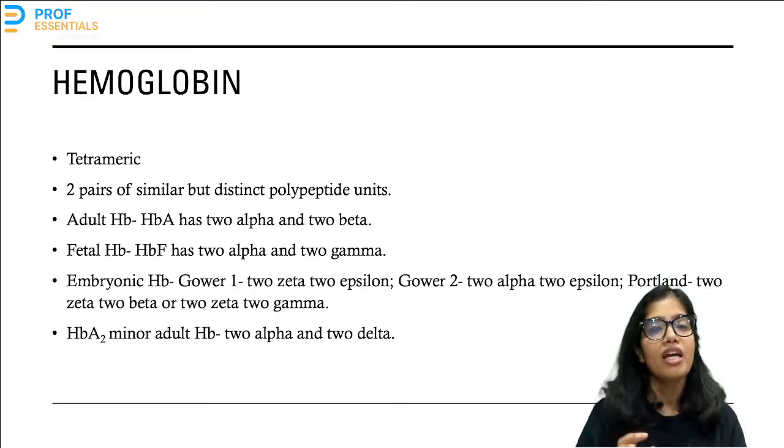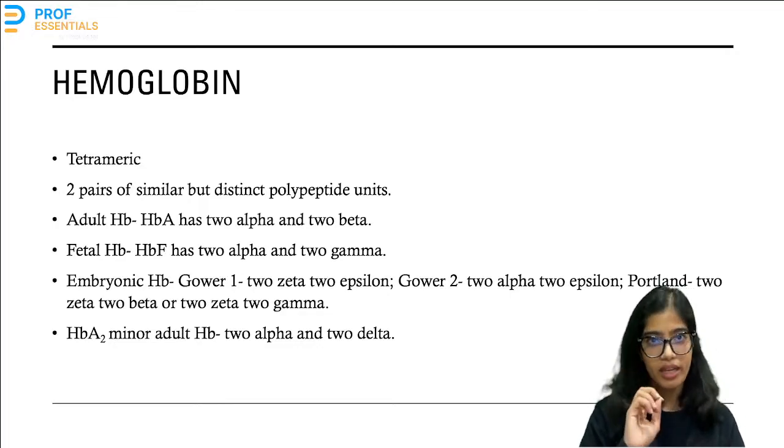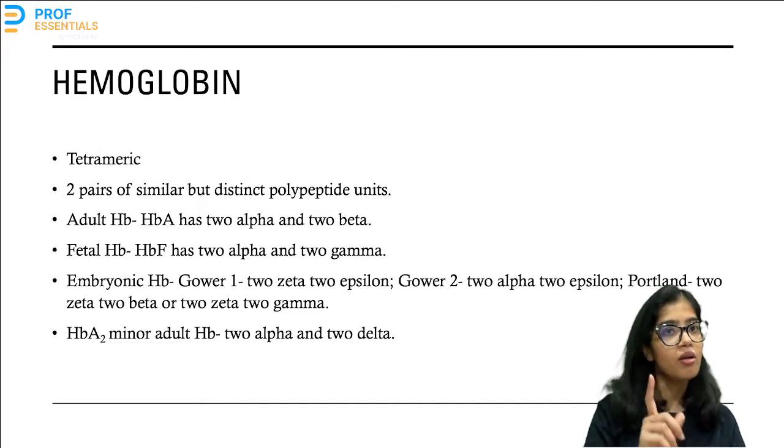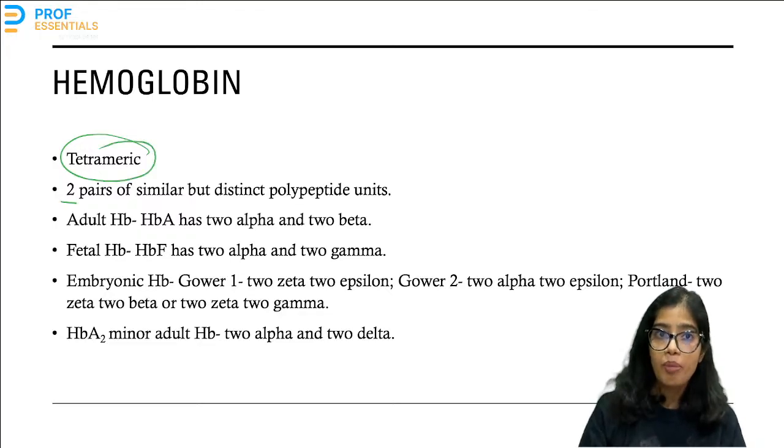So this is what we have discussed about myoglobin. Now we are coming to hemoglobin. What is the difference between the hemoglobin molecule and the myoglobin molecule? Myoglobin, we read, was monomeric. That is, it just had one molecule of globin. Hemoglobin is tetrameric. It has two pairs. Two pairs means four. Tetra means four.